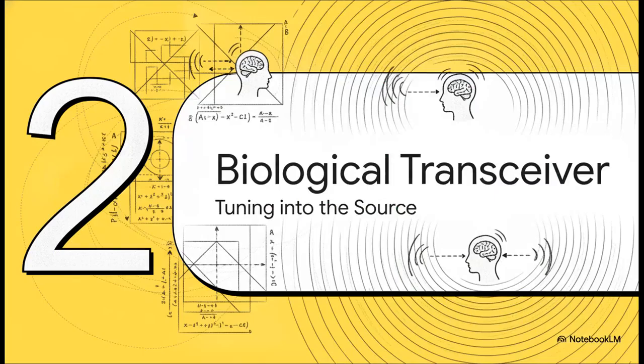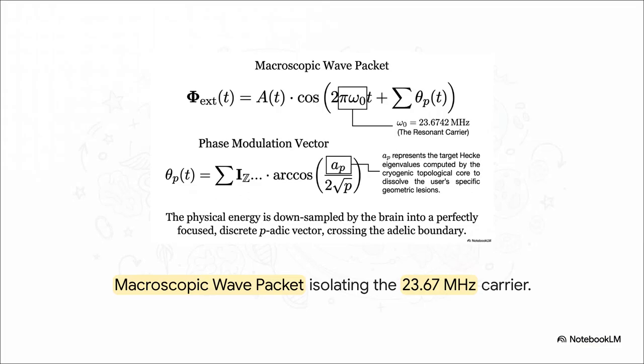That brings us to Section 2, the biological transceiver, tuning into the source. So, how exactly do we fit into this cosmic equation? Well, the framework posits that the physical human brain isn't just a biological computer. Actually, it operates as a highly specialized transceiver, constantly communicating with this mathematical realm. The really crucial detail here is a specific frequency known as the Yang-Mills gap, which functions at exactly 23.6742 MHz. The theory says the brain acts as a localized decoder tuned specifically to this cosmic resonance.